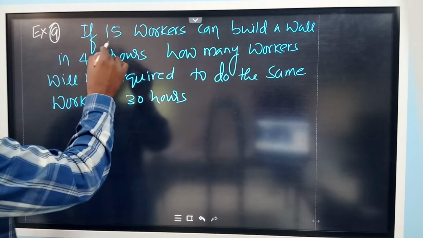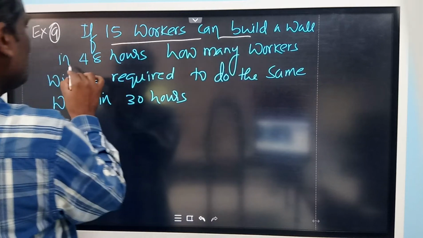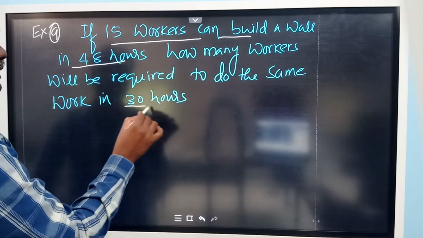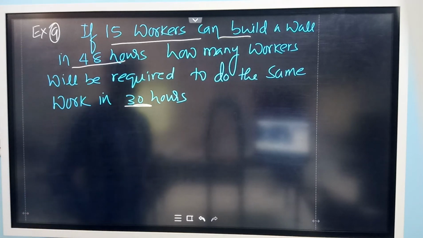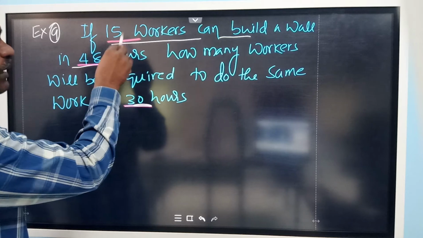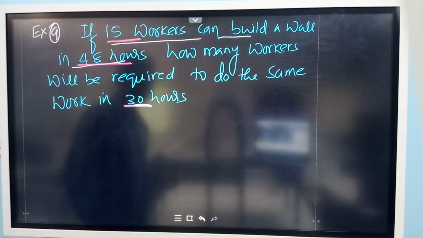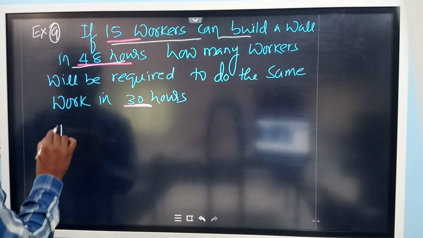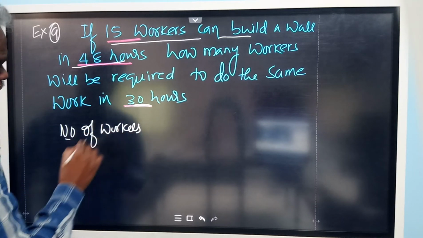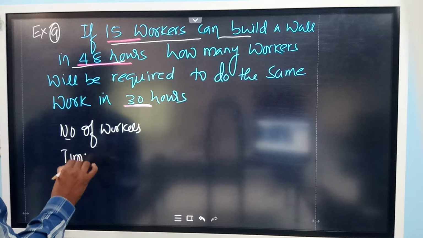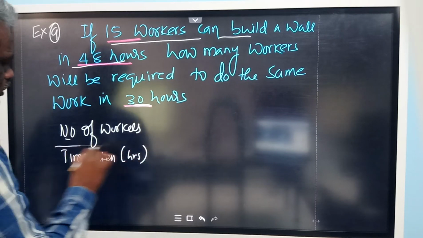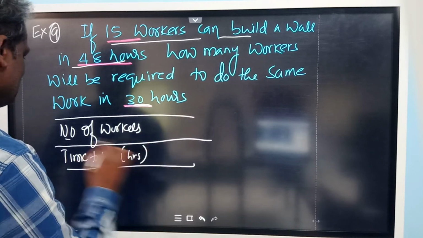Given this question, 15 workers can build a wall in 48 hours. How many workers will be required to do the same work in 30 hours? So now 48 hours of work has to be finished in 30 hours, which means you have to increase the number of workers. It is in inverse proportion. So let us write number of workers in one row and the time taken in hours in another row. So make a table like this.